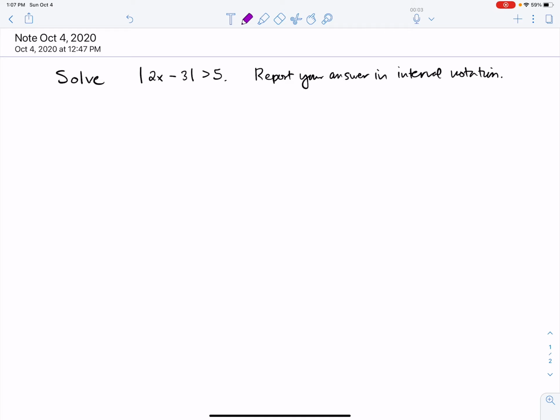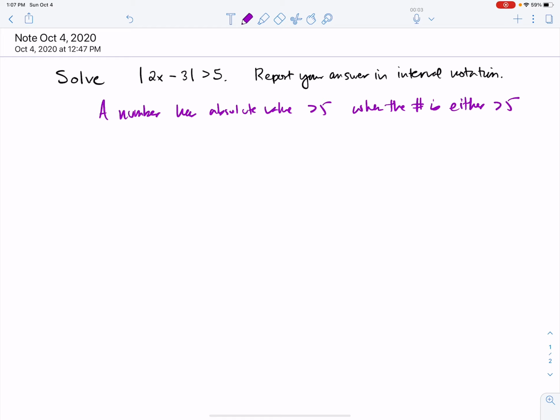And so the way I tend to think about these problems is, what numbers have an absolute value bigger than 5? Well, let's think about it. A number has absolute value greater than 5 when the number is either bigger than 5 or less than negative 5. So think about it. 8 has an absolute value bigger than 5, but so does negative 8. The absolute value of negative 8 is 8, which is bigger than 5.